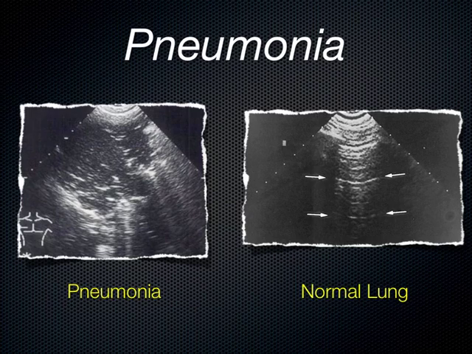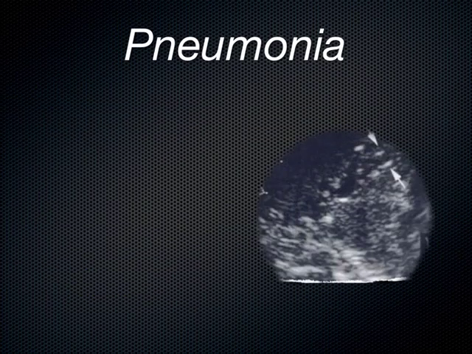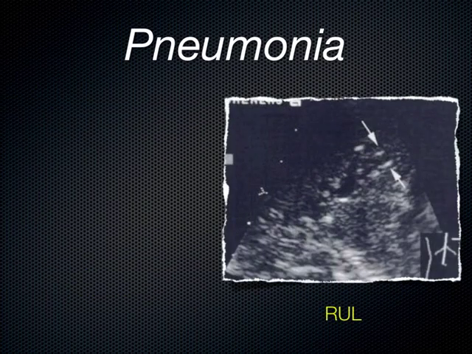And here's a good example of a bronchogram. So if you have fluid in the bronchi, the fluid appears black, but the walls of the bronchi appear bright white, and you can actually see the outline of the bronchi. And fluid is usually inflammatory or white cells.